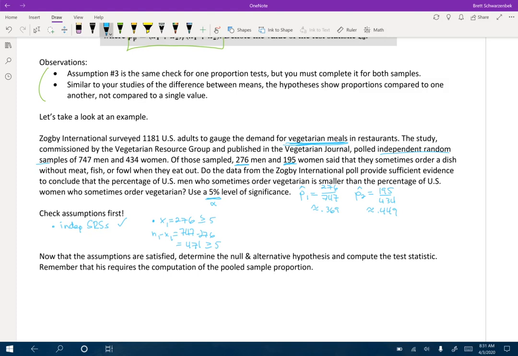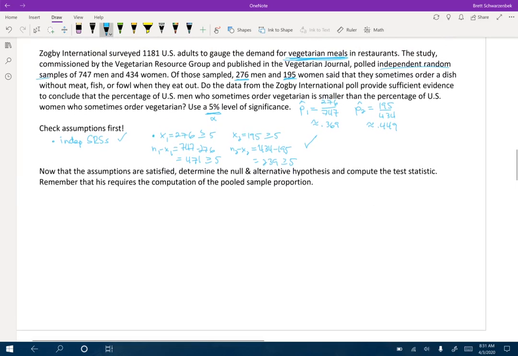Okay. Next, we need x2, which is 195, to be greater than or equal to 5, and we need n2 minus x2, which is going to be 434 minus 195, which is 239, I believe. Carry the 1. So all of these are way bigger than 5, so this ensures that we will have some semblance of normality in our problem, therefore we can move on and all assumptions are qualified.